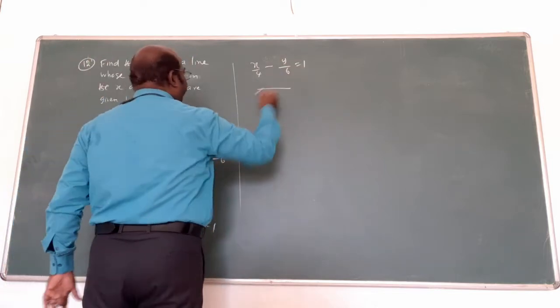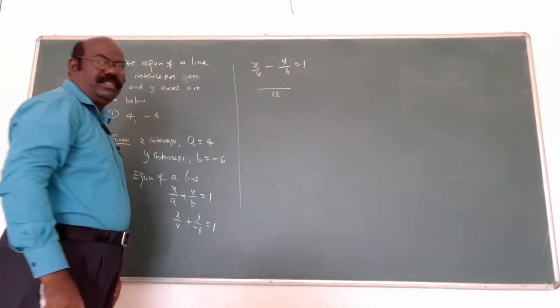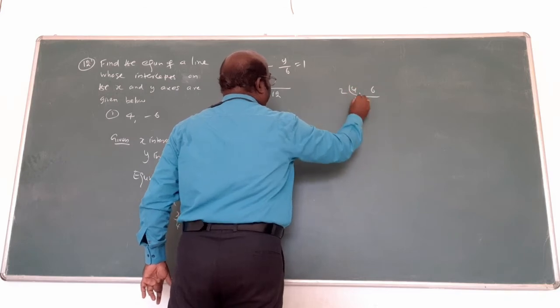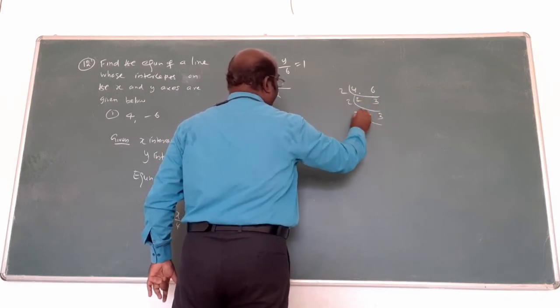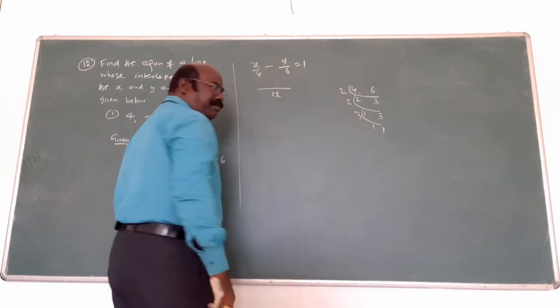Now take the LCM of 4 and 6. What is the LCM? 12 is the LCM. What is the method to find the LCM? 4, 6, the 2 table: 2 times 2, 2 times 3. Again the 2 table: 1 time, the same thing. Again the 3 table: 1 more. 2 times 2 times 3 is 12. In this way you will find the LCM.